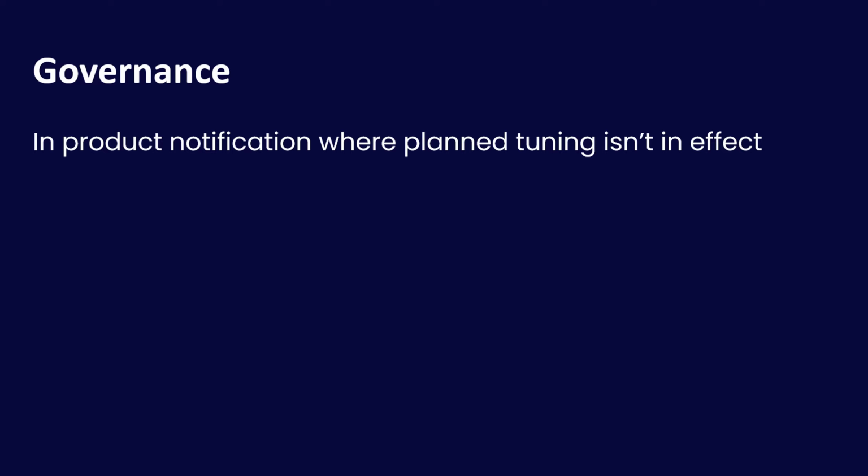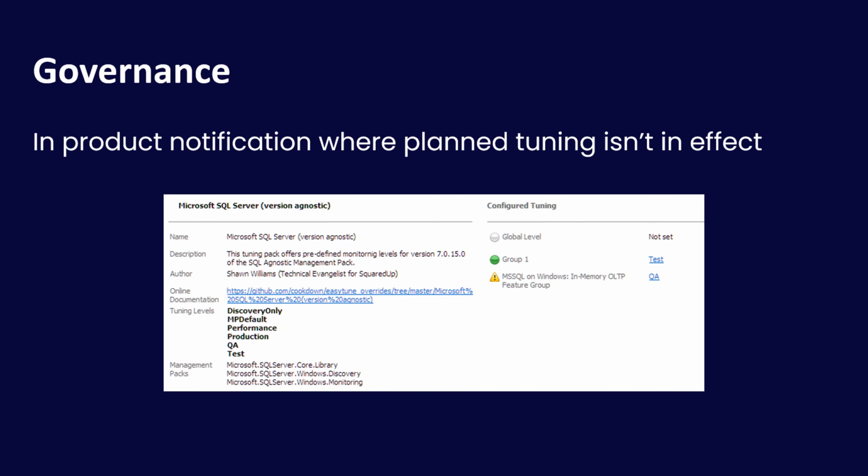It will give you notifications, visual notifications, where the tuning you set up with EasyTune is not in effect. So in this case, we have tuning for SQL version agnostic management pack in place. At the group level, it's green, happy days, no problems. Well, rather, for group 1 this is. But for my second group, you can see we've got a warning triangle here.